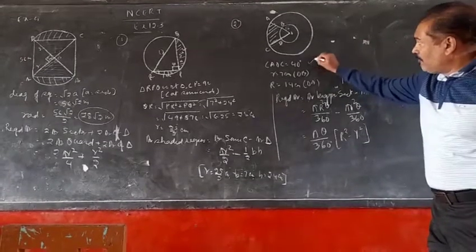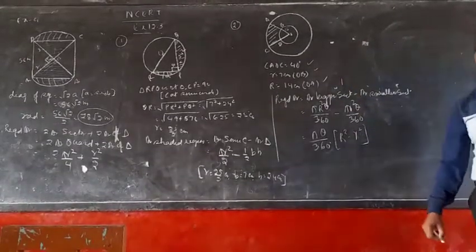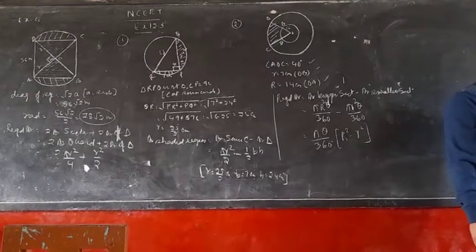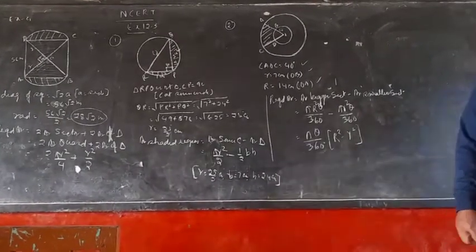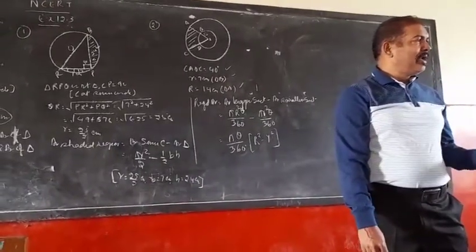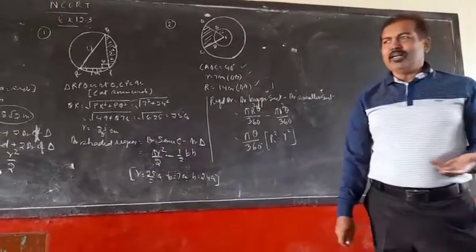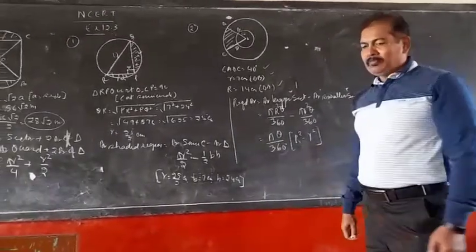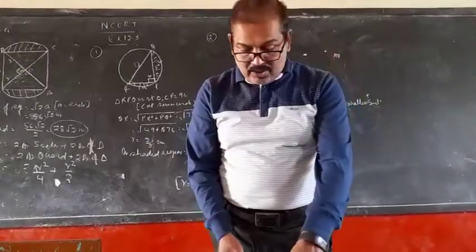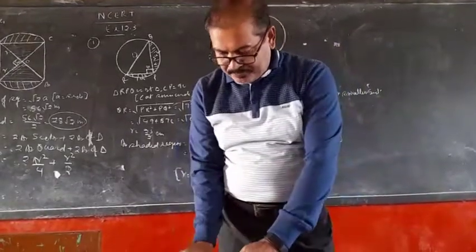So all the three pieces of information we have been given in the beginning. Theta is equal to 40 degree. Small r is equal to 7 centimeter, and the capital R is equal to 14 centimeter. So you can easily find it.